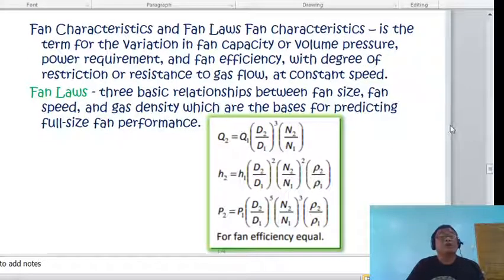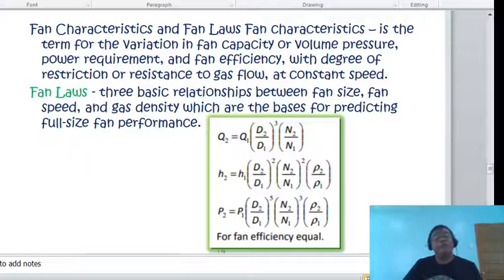So, we have here class the fan characteristics and fan law. This is quite complicated, but anyway, it can be easily applied by just memorizing these formulas. The relation between the discharge and the diameter and speed of the fan: discharge 2 is equal to discharge 1 multiplied by the ratio of the diameter at 2 and 1 cubed, multiplied by the ratio of the speed. For the head, H2 is equal to H1 times D2 over D1 squared, N2 over N1 squared, multiplied by the density 2 over density 1.